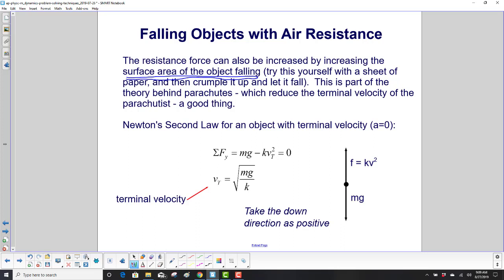Let's start with Newton's second law for an object with terminal velocity. That means we want to find, at the end, the acceleration is equal to zero. So we have the sum of the forces is mg minus k v_t squared equals 0. Terminal velocity will then be the square root of mg over k. Here are the forces on the object that's falling. Here's the friction force in the up direction, and here's mg in the down direction, and we will take the down direction as positive here.